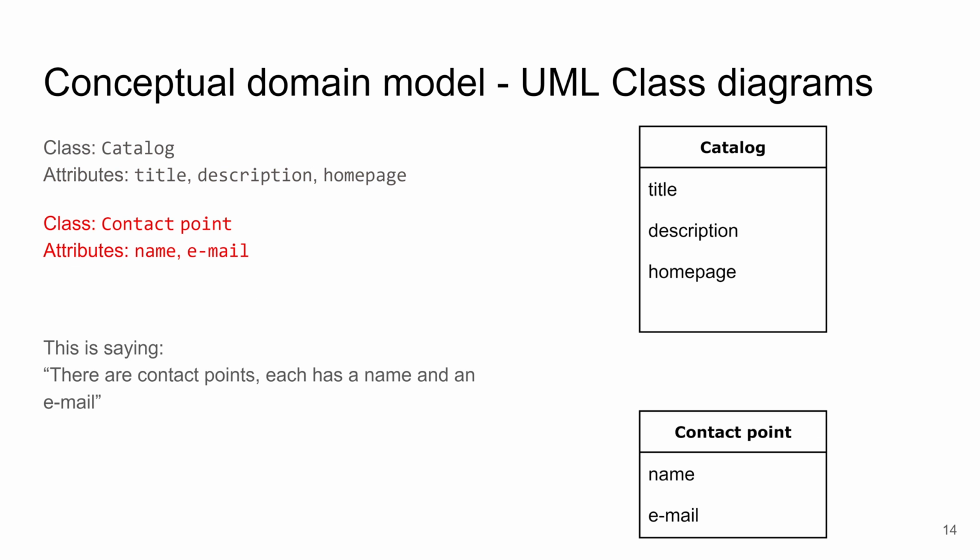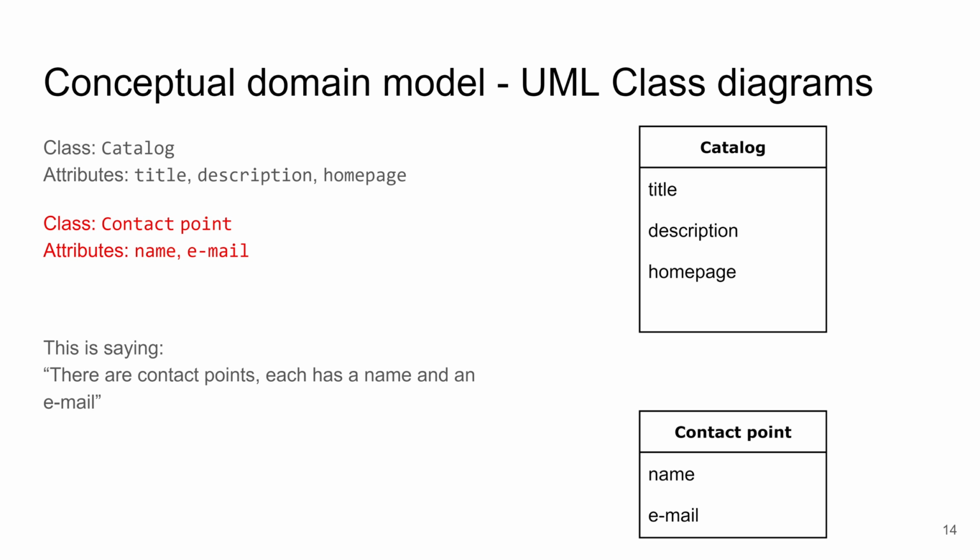Now let's add another class. So we already talked about a catalog, and now we'll add a contact point. So a contact point represents a point where you can contact someone. So the contact point has a name, for instance, the official contact point, and an email. So again, this is represented as a UML class, and it means that there are many contact points, each of this type, and each has a name and an email.